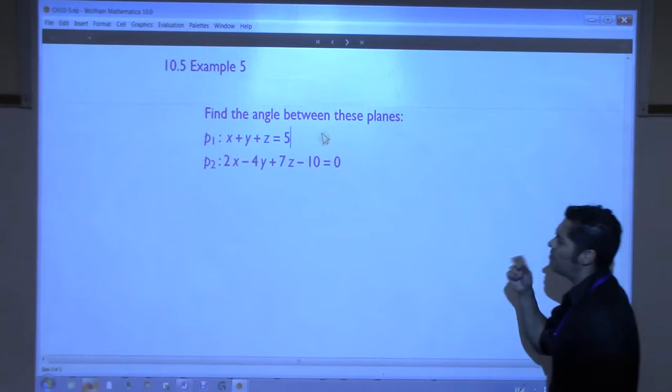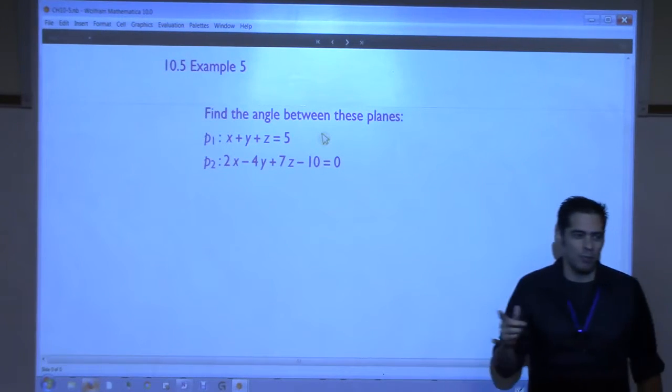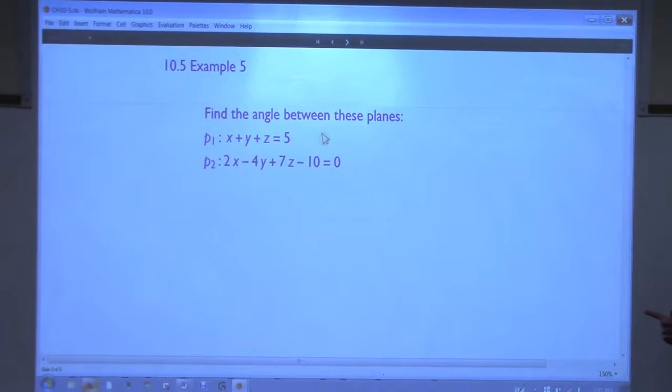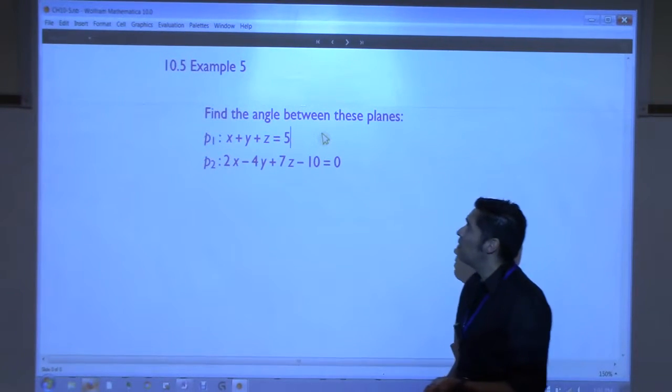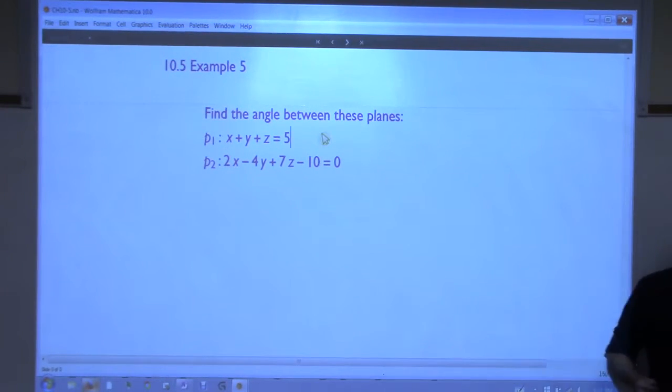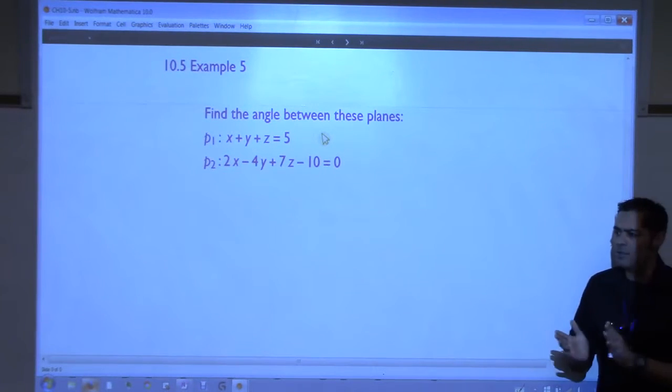This is what we ended class with, right? And I turned it into a quiz, and that didn't work out so hot, so we turned it into a bonus, right? So how do you find the angle between two planes? Just to recap, how do you find the angle between two planes?